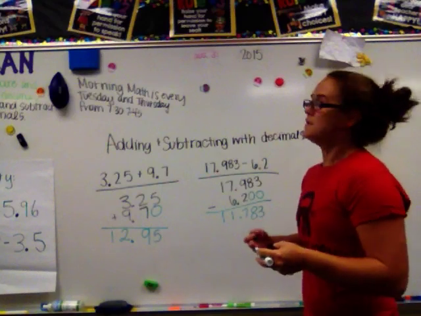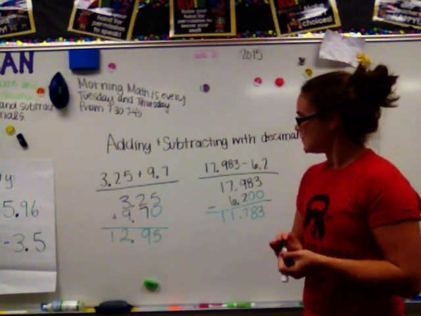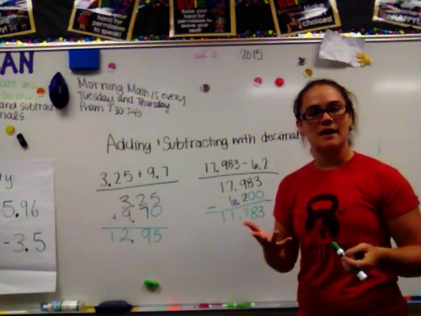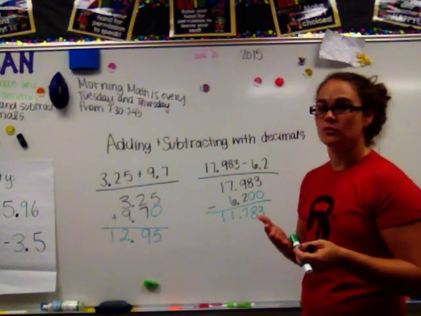So it's just like dealing with whole numbers. The only thing you need to think about is making sure that your decimal is lined up, just like you would line up your place value spots in whole numbers.